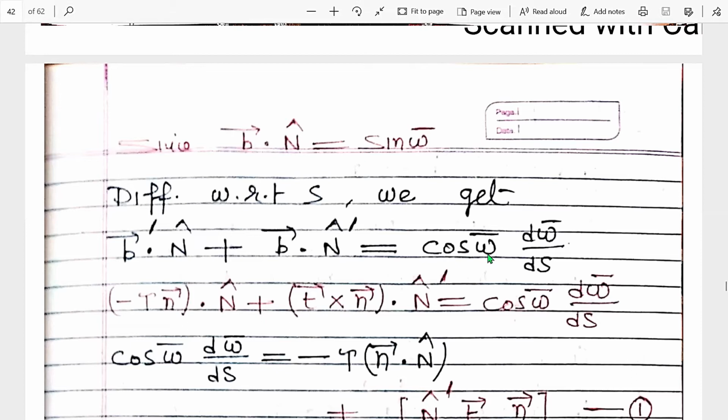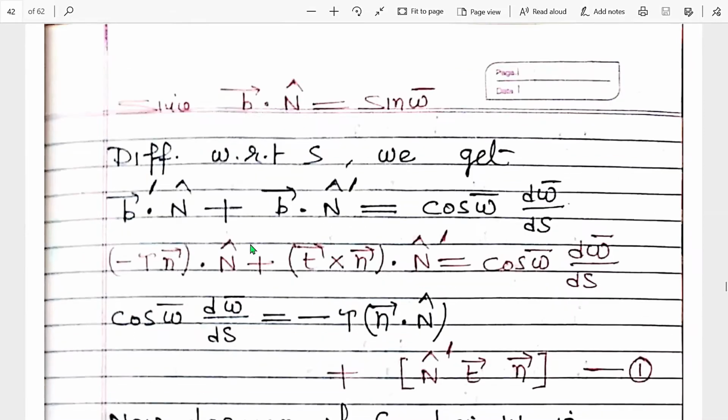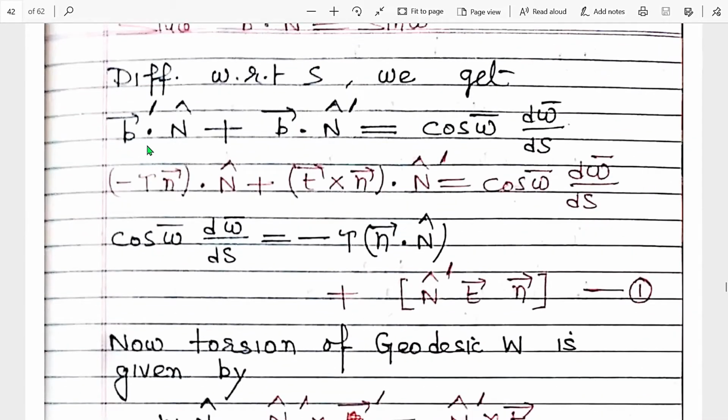So this is cos w̄ times dw̄/ds. Now by the Frenet formula, B dash is equal to minus tau n. So remember this dot n plus this B, because T, N and B are an orthogonal system, then T cross n is equal to the B vector. So B, which is equal to T cross n, dot N dash vector, is equal to cos w̄ times dw̄/ds. That is the same as in these equations.